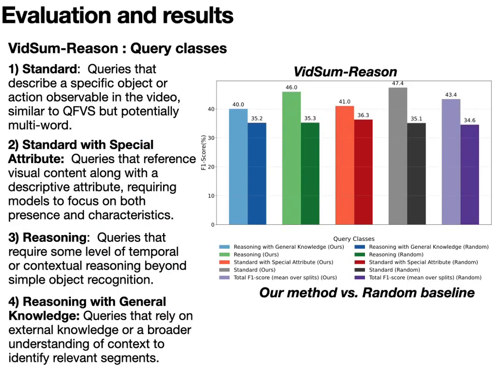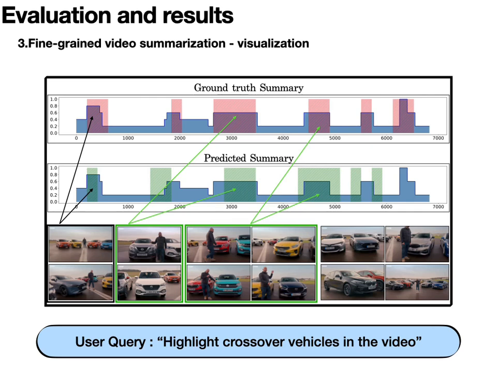VidSumReason has 4 query classes: standard, standard with special attribute, reasoning, and reasoning with general knowledge. We also conducted a quantitative comparison against a random baseline. We report the total F1 score and the F1 score across the 4 different query classes. As we can see, the performance gap is prominent in every query class, such as reasoning, where understanding of temporal dependencies is required.